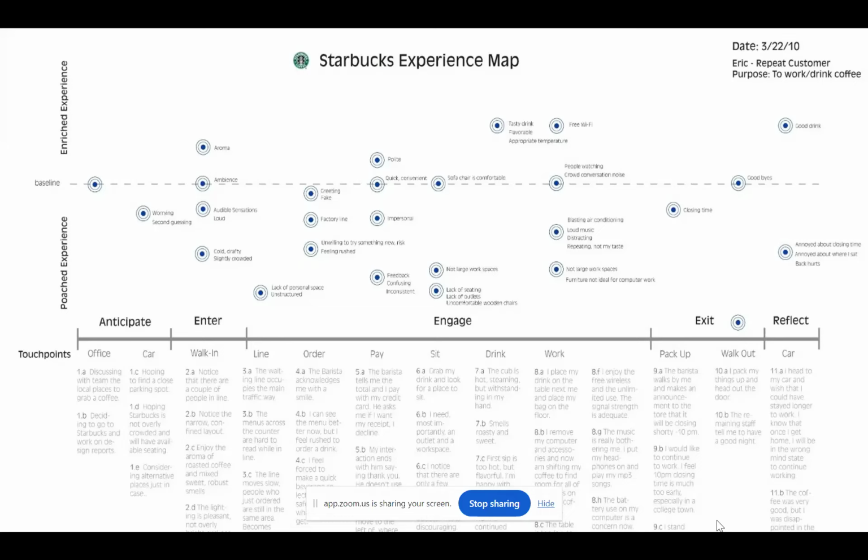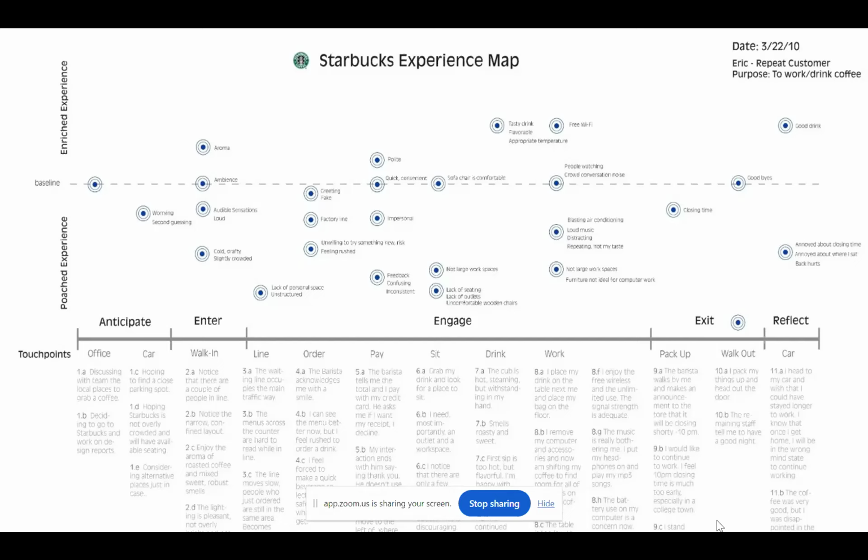If you look here, you see all the different touch points, whether it's anticipating, he's in the office, and he's in the car and he wants to get a Starbucks coffee. He walks in, there's a line, he orders, he pays, he sits, he drinks, he works. So that's the engagement bit, he exits. There's even a bit there where it's like, I even want to work longer, but I can't. You guys are closing. And then in the car, he's reflecting. Was that a good experience? Will I come back to Starbucks tomorrow, or should I look for an alternative place to get coffee and to work? So that's what this whole experience is.